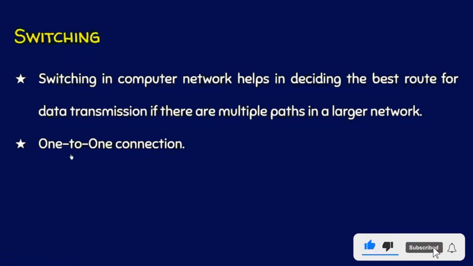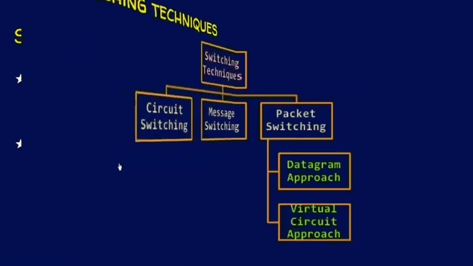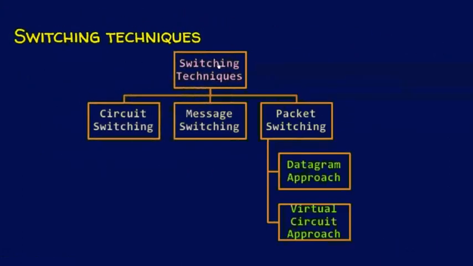Since in big networks like the internet there are multiple paths, it should also provide a feel like a one-to-one connection. We have seen what is switching. Now we will see the various techniques in switching. Basically, switching techniques are classified into three types: circuit switching, message switching, and packet switching. And packet switching is categorized into datagram approach or virtual circuit approach. We will see one by one in detail.